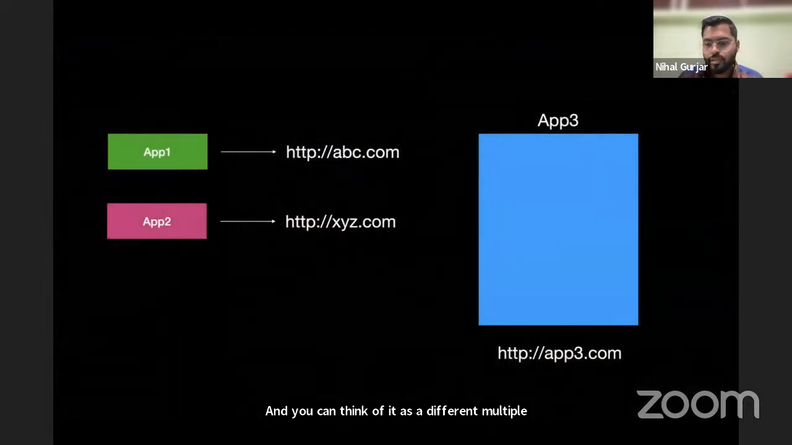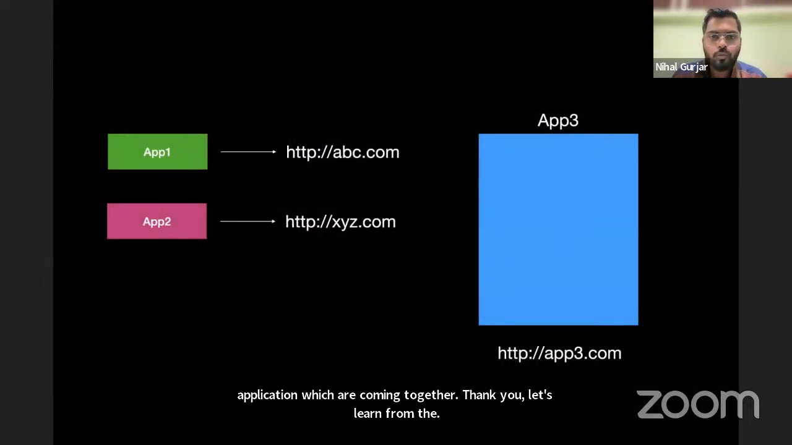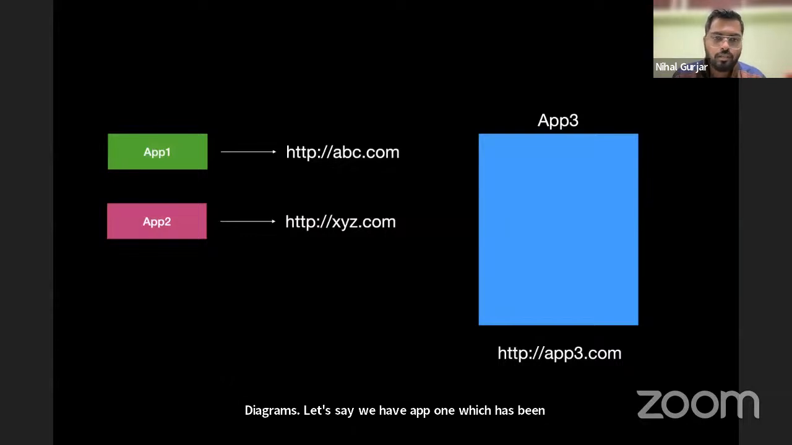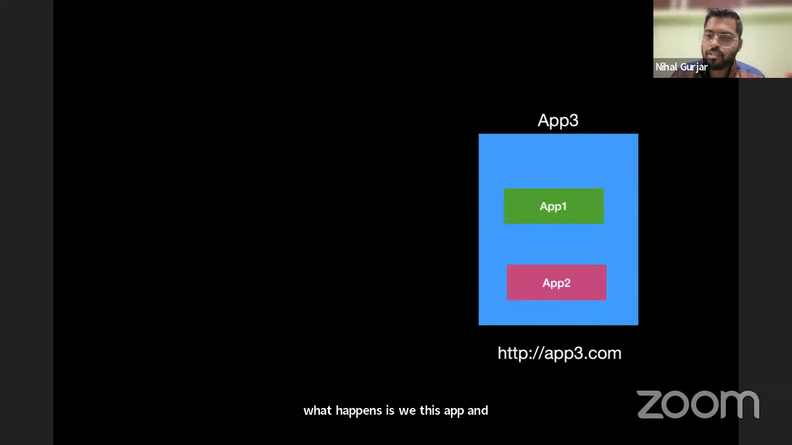Okay, let's learn from the diagram. Let's say we have app 1, which has been hosted on a URL, abc.com. Then we have app 2, hosted on xyz.com. Now we have app 3, which is like a container application. App 1 basically gets embedded into app 3. Similar is the case for app 2.